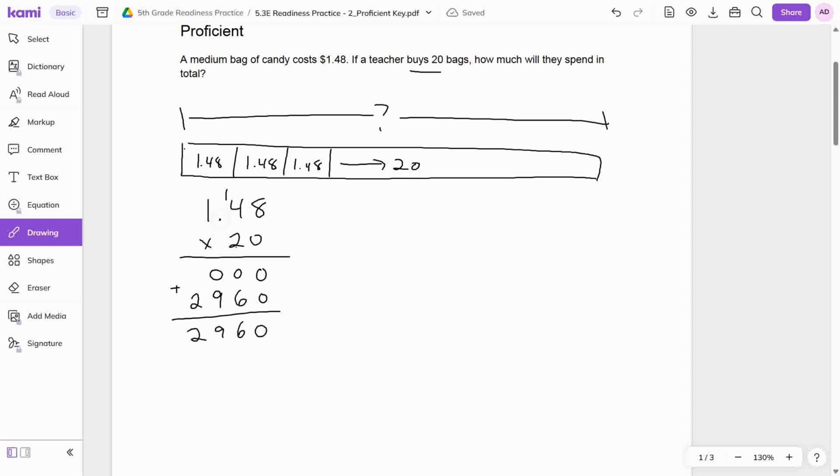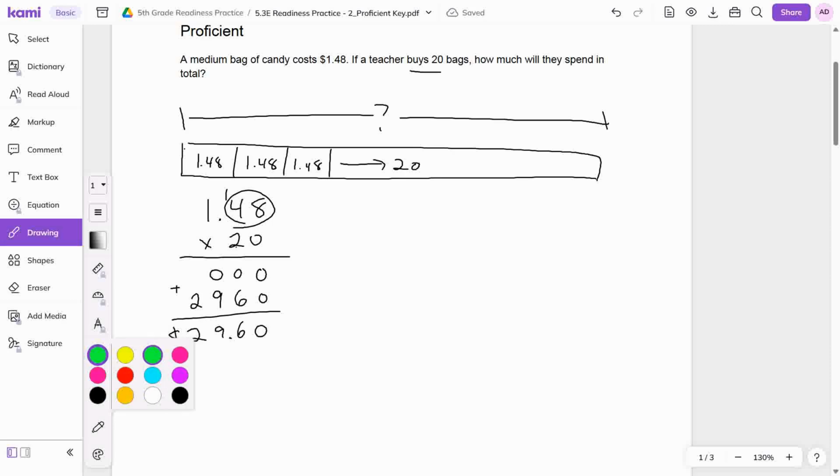It was $1.48. I've got 2 digits behind the decimal in the factors because it's only in that top factor. The bottom factor doesn't have it. So I need 2 digits behind the decimal in my product. And so that's our answer. Now how much will they spend? They will spend $29.60. So let's go ahead and just circle that. That will be our answer.